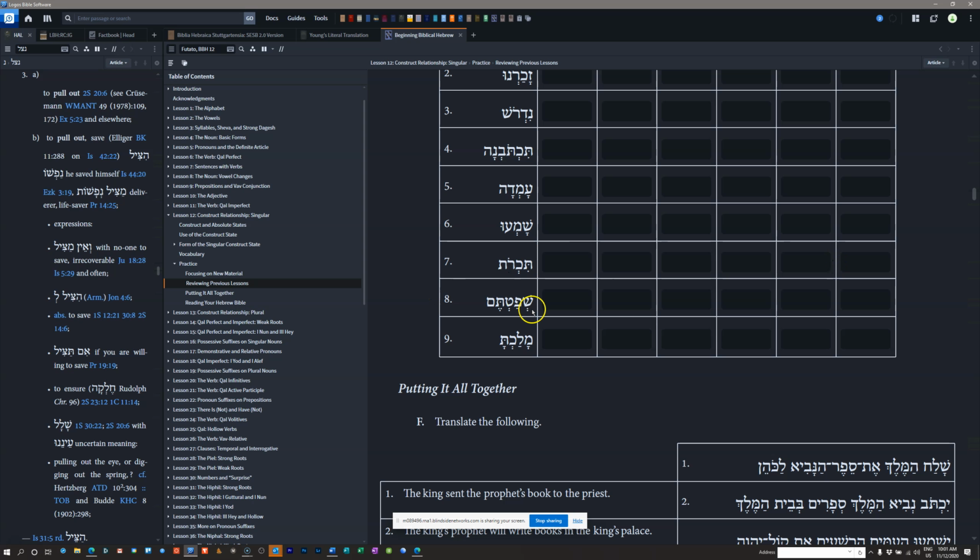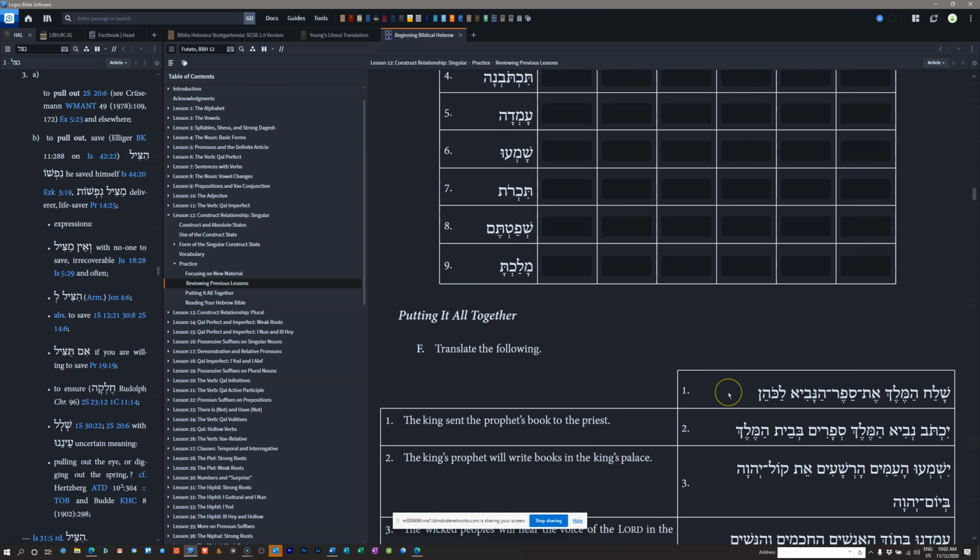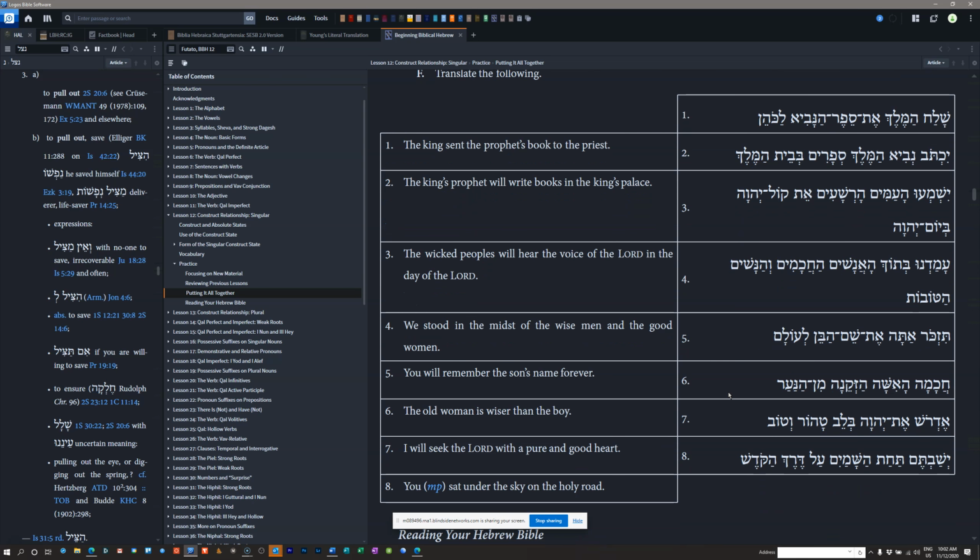Number 8, we have shafatem. This is right here, stands out our tem suffix. This is Cal Perfect 2MP from Shafat. And then number 9, we have malachta. This is that tav kametz suffix that I was talking about before. We take that off, we get malach, so we have a Cal Perfect 2MS form of malach. We'll finish up with F here.